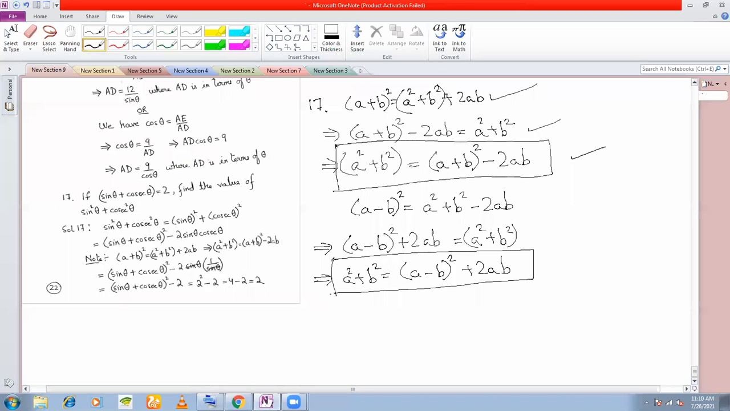This also you can remember. This one and this one. Both you can remember, but for this problem, we shall be using this one.